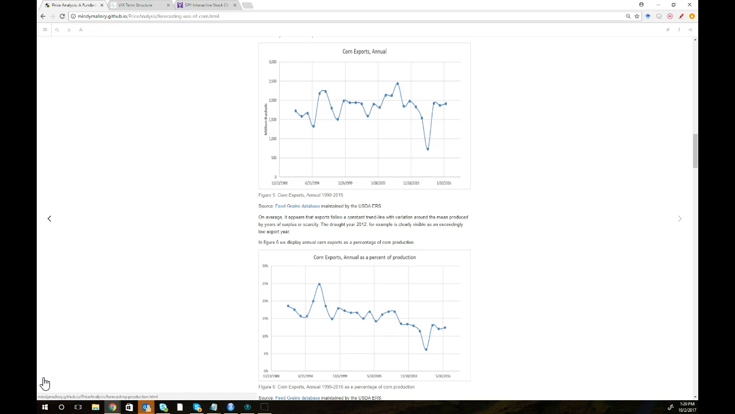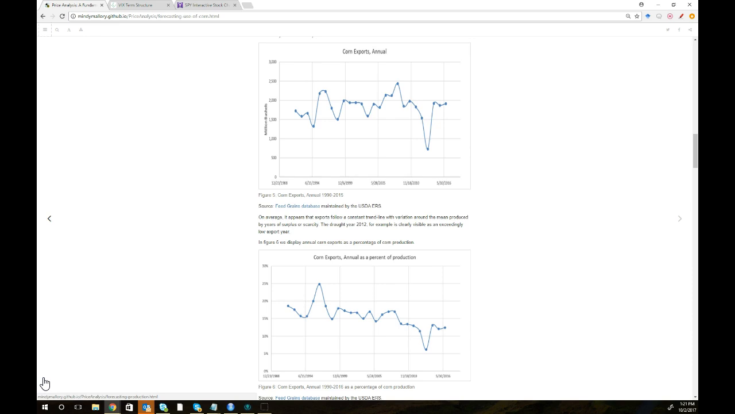Now let's take a look at Figure 5 and Figure 6 together. Figure 5 was presented with annual data, and we saw that that is pretty much flat over time. Now when we do this calculation as a percent of production, we see that although we are exporting a relatively constant amount of corn to other countries, the percent of production is actually falling. And when we were talking about the category that includes ethanol use before, that should be obvious that it's going to have to come from somewhere.